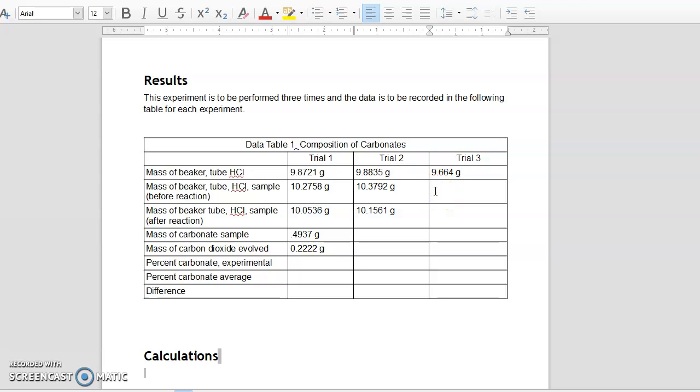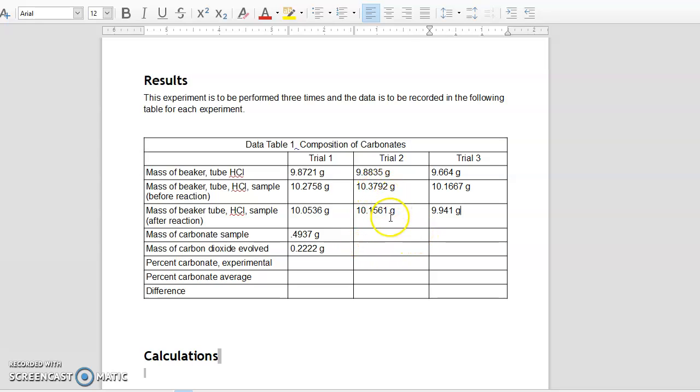Once we added the sample, it was 10.1667 grams. And after the reaction, it was 9.941 grams. You can fill out these right here for what the mass of the difference between these two will be: your mass of your carbonate sample.